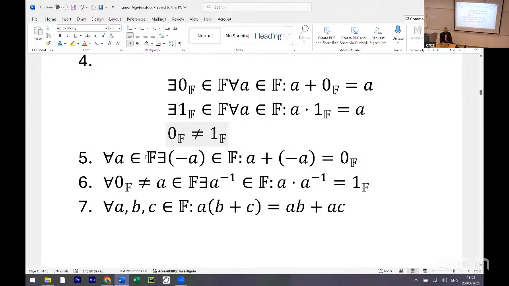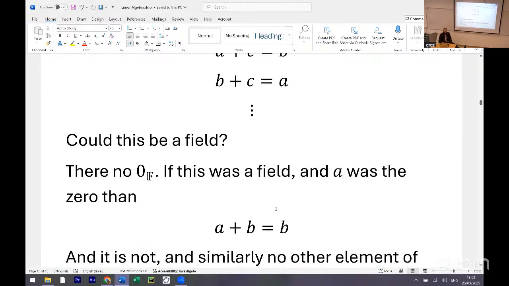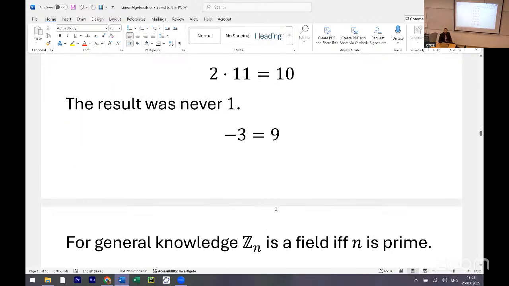And every number should have a negative counterpart. Every number other than 0 has to have an inverse. And lastly, the distribution law, A times (B plus C) is AB plus AC. So every field of numbers must hold these 7 properties. And we used that to create a new field, which is the complex numbers field.